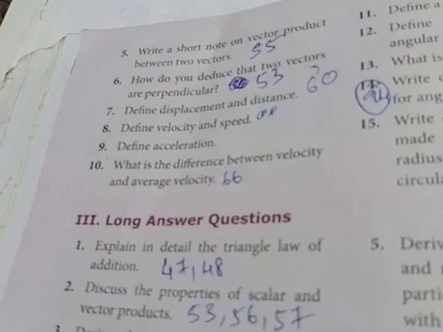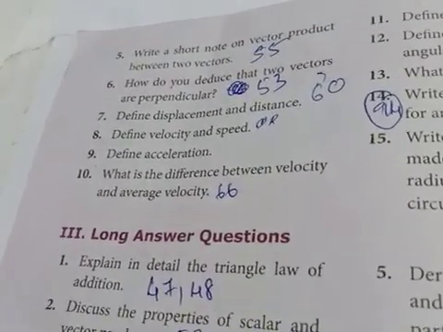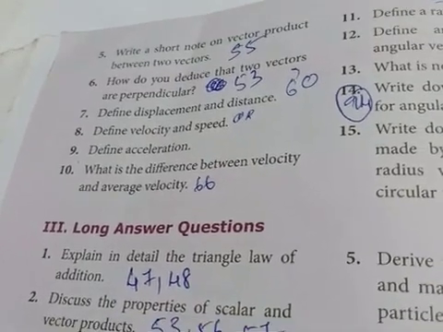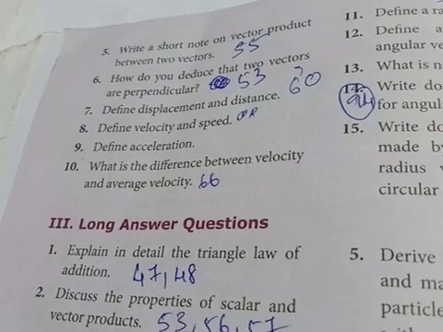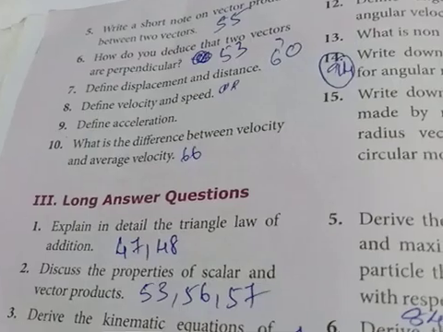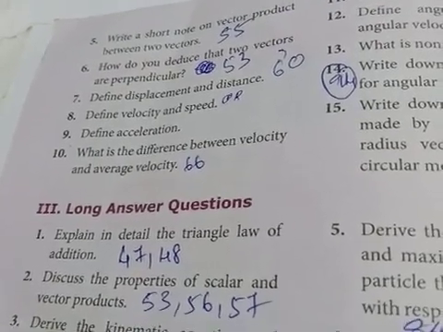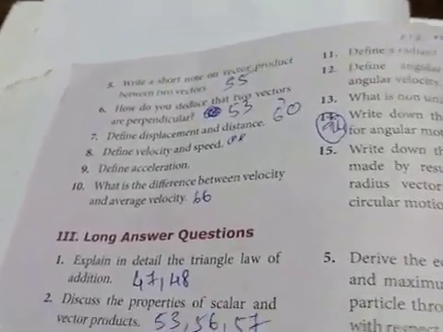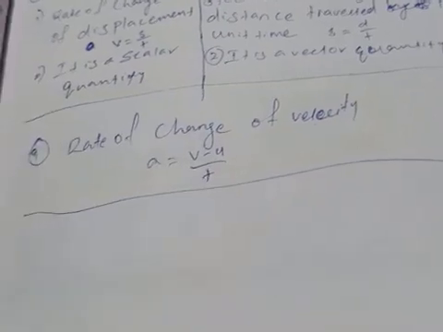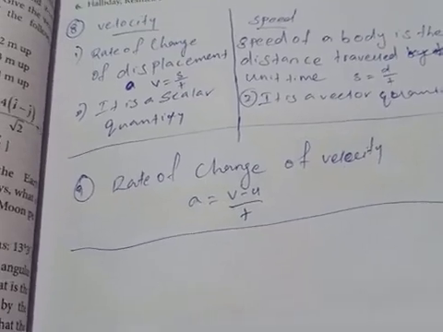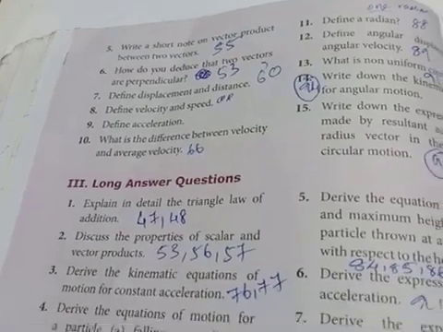Question number 8, like question number 7: define acceleration. They are just asking acceleration, not average acceleration. The definitions for average velocity, average speed and average acceleration are in page number 66, 67 and so on, you can go through them. Question number 9 is acceleration. We know the definition: rate of change of velocity, equal to v minus u by t. The unit is meter per second square. Just note this down.